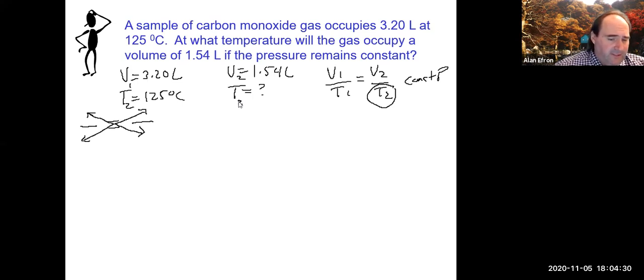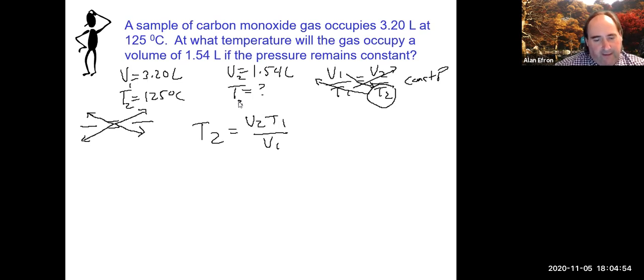Since I want to solve for T2, I am going to move the T2 across, and that gives me T2. I then need to move the T1 across and the V1 across as well. That gives me V2, T1, and V1. So basically just cross it over. It's a quick way to do it. Mathematically, you're multiplying and then dividing.